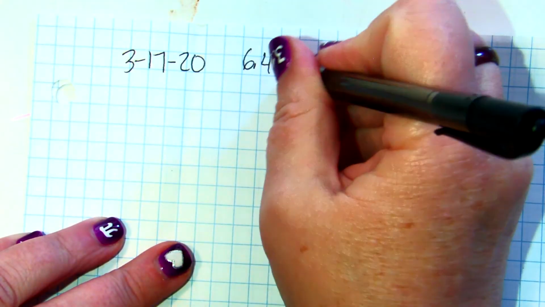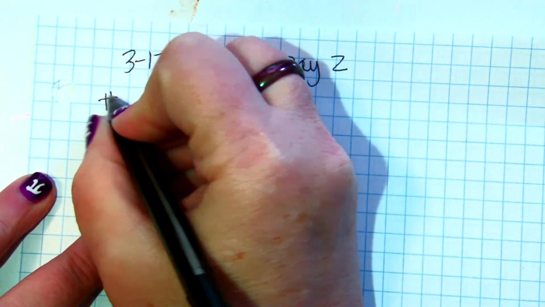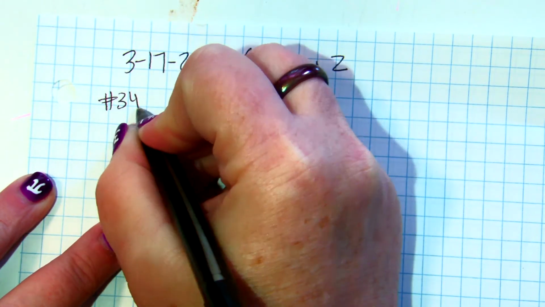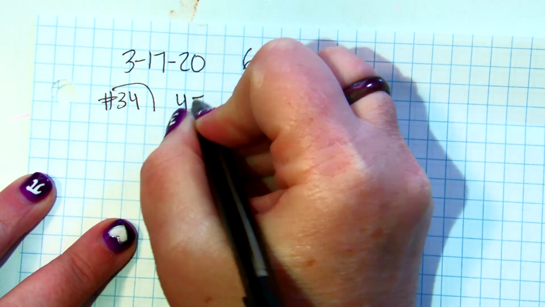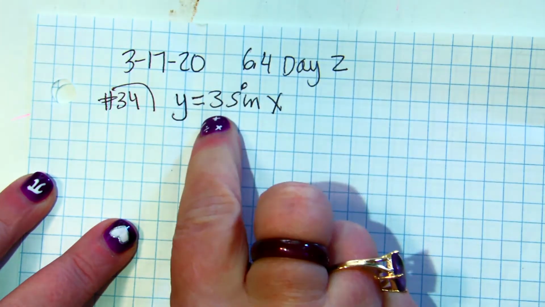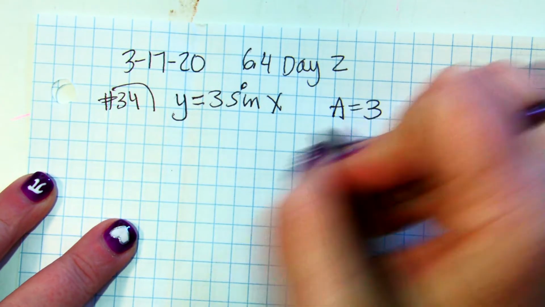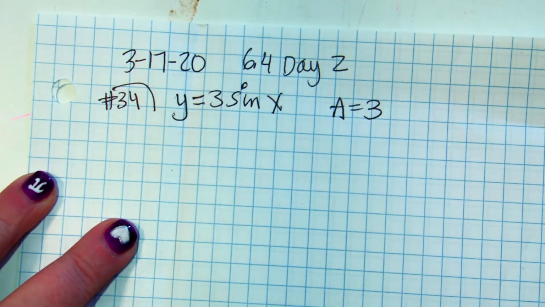6.4 day 2. We're going to do number 34 from the book, if you have your book. Doesn't matter if you have your book or not. 3 sine x. What does the 3 change? It changes the amplitude. The amplitude is 3. It's going to go up to 3 and down to -3.